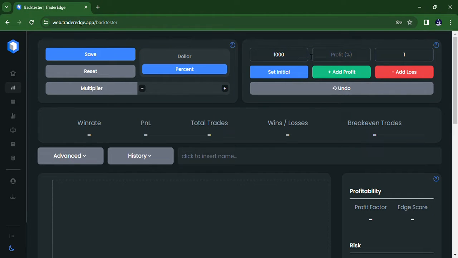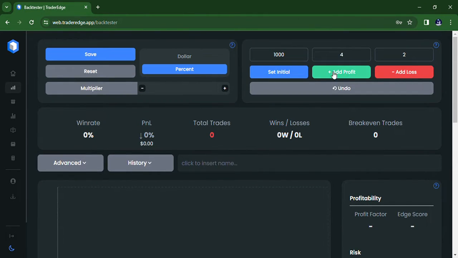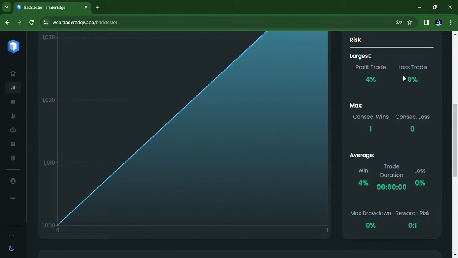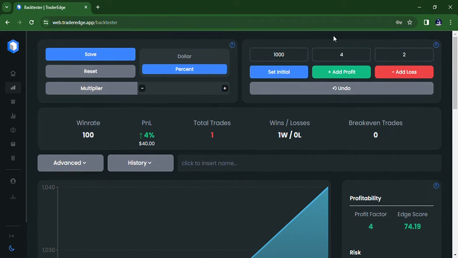I use percent. I risk 2% of $1,000, and my minimum risk reward is 1:2, so I take 4% profit and 2% loss per trade. So for example, if my TP hits, okay, I need to set the initial first. Yes, so I added $1,000, and suppose my first trade hits TP, and you can see the data automatically figures everything here, and it calculates everything automatically.